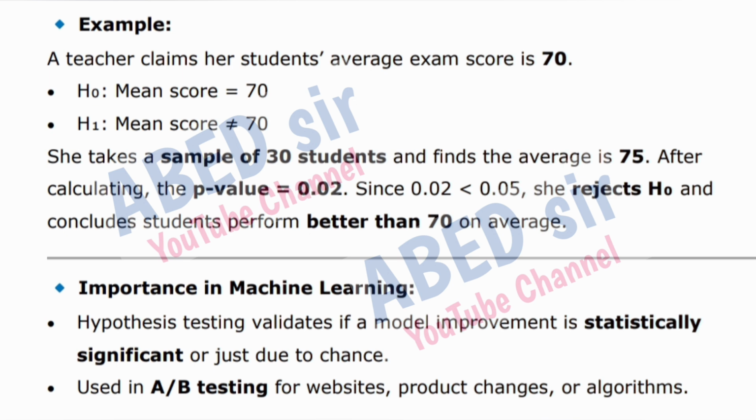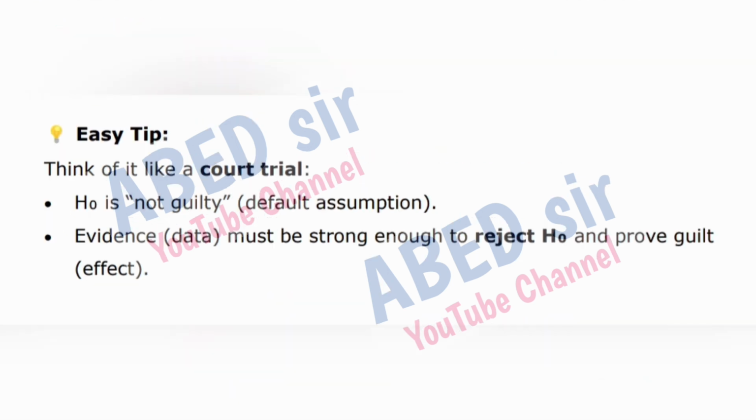Importance in machine learning: hypothesis testing validates if a model improvement is statistically significant or just due to chance. Used in A/B testing for websites, product changes, or algorithms. Easy tip: think of it like a court trial. H0 is not guilty, the default assumption. Evidence, the data, must be strong enough to reject H0 and prove guilt, the effect.